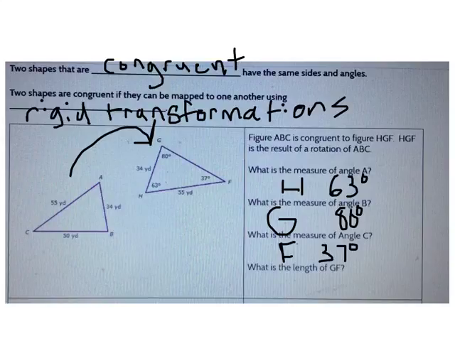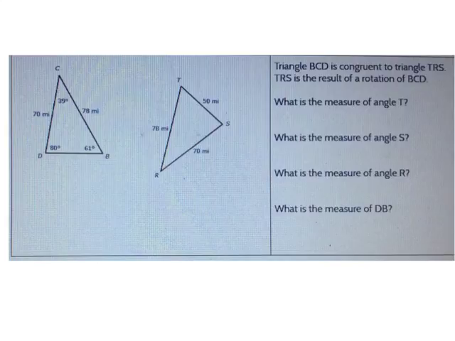What is the length of segment GF? So I need to find which line segment corresponds to GF. Which line segment corresponds to GF? BC corresponds to GF, the line segment that runs between the 80-degree angle and the 37-degree angle. So what's the measure of GF? It's 50 yards. I can use corresponding sides and angles to find missing sides and angles in congruent figures. Let's look at one more example.